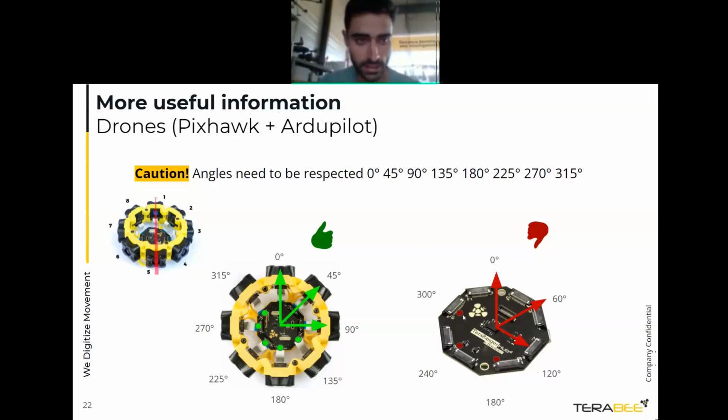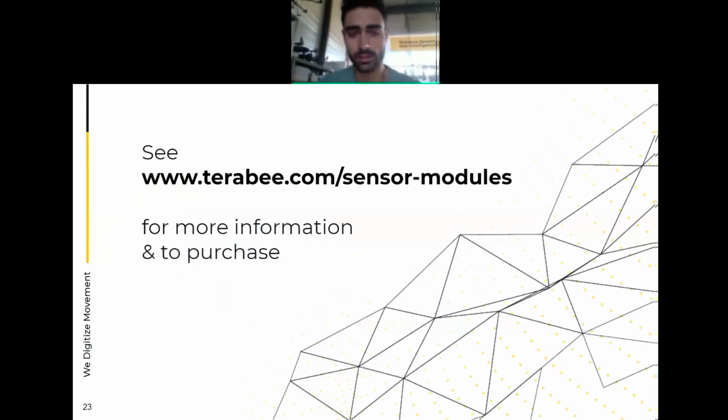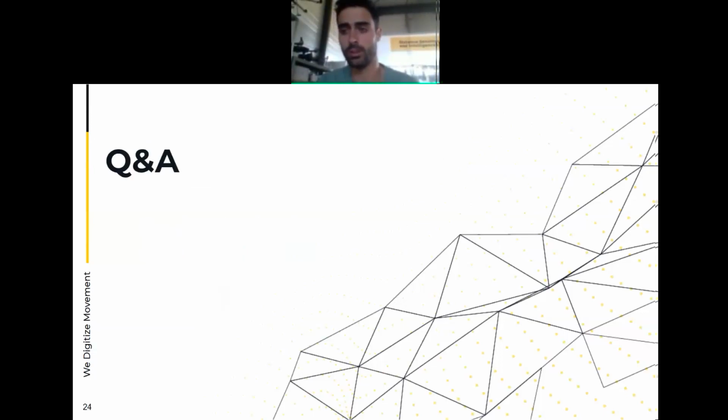And I think that's all the information we have on how to implement collision avoidance with our sensors in mobile robotics and drones. So Philippe, I don't know if there are some Q&A questions already in the chat.